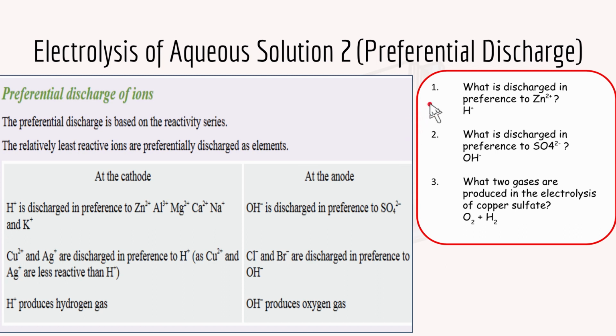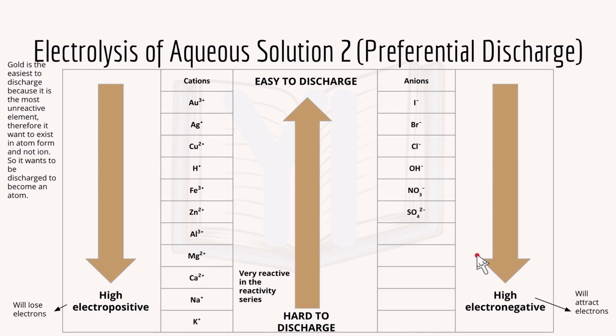What is discharged in preference to zinc ion and hydrogen ion? What is discharged in preference to SO4 and hydroxide ions? And what 2 gases are produced in the electrolysis of copper sulfate? And they are oxygen and hydrogen. So if you're a bit confused, you can have a look at this table right here, the preferential discharge series.